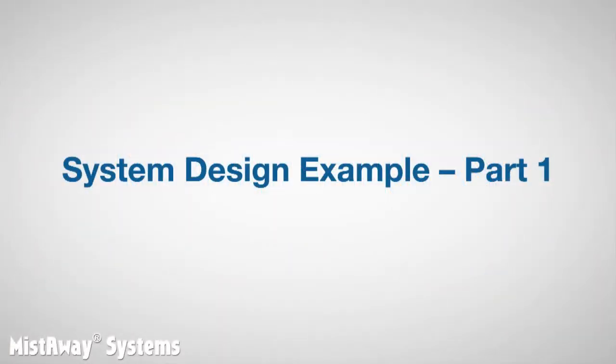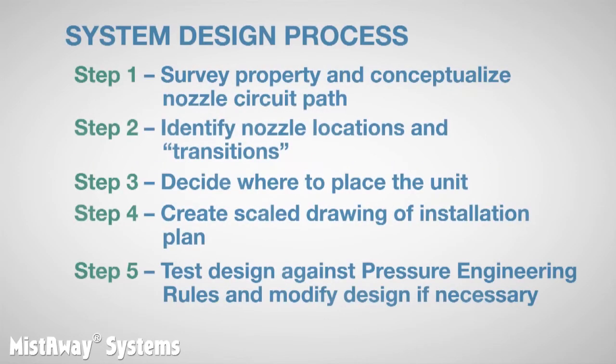In this video, our objective is to apply the design process we laid out in the previous videos to a real-world example. So let's get started. First, let's review the 5-step design process. Step 1, survey the property and conceptualize the path of the nozzle circuit. Step 2, identify specific locations or surfaces available for nozzle installation and consider transitions from one surface to another.